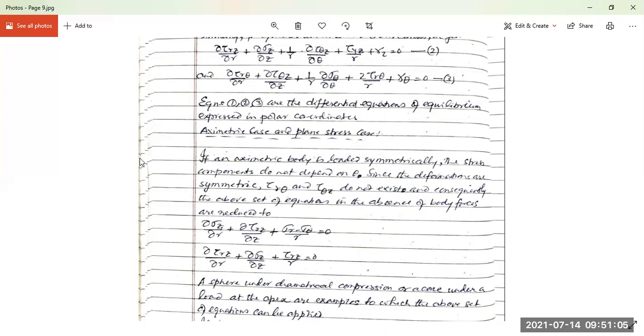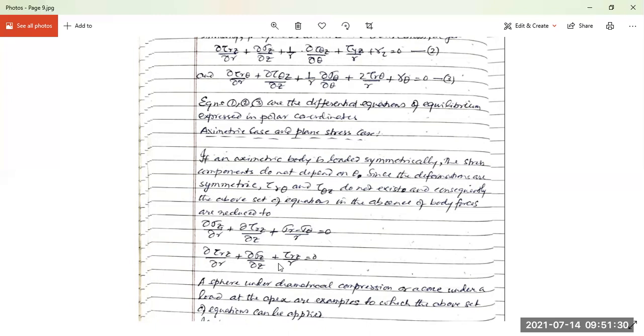Thus, the above set of equations, in the absence of body forces like gamma theta, etc., these three equations reduce to delta sigma z by delta z, delta tau r by delta z, delta r minus delta theta by r, and same. And the third equation does not exist because all of its terms are equal to 0. Then the equation reduces to two equations like this.